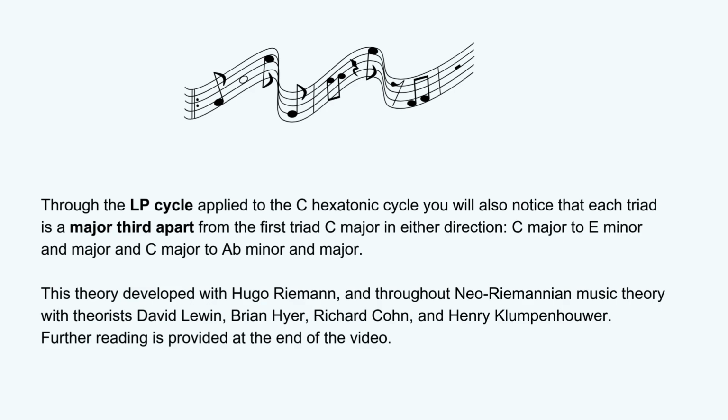Through the LP cycle applied to the C hexatonic cycle, you'll also notice that each triad is a major third apart from the first triad, C major, in either direction. C major to E minor and major, and C major to A flat minor and major. This theory developed with Hugo Riemann and throughout Neo-Riemannian music theory with theorists David Lewin, Brian Hyer, Richard Cohn, and Henry Klumpenhouwer. Further reading is provided at the end of the video.